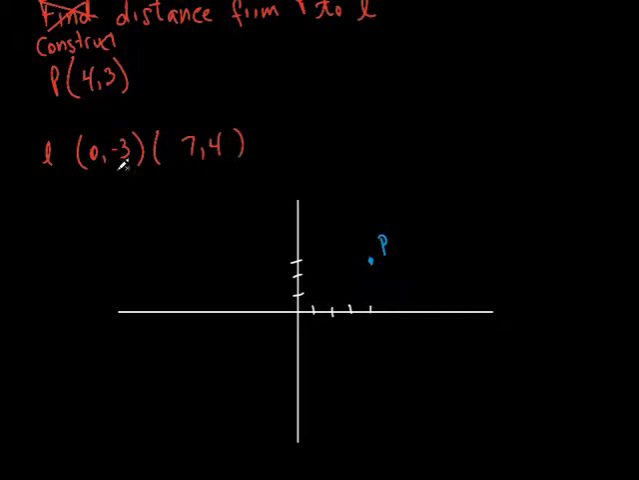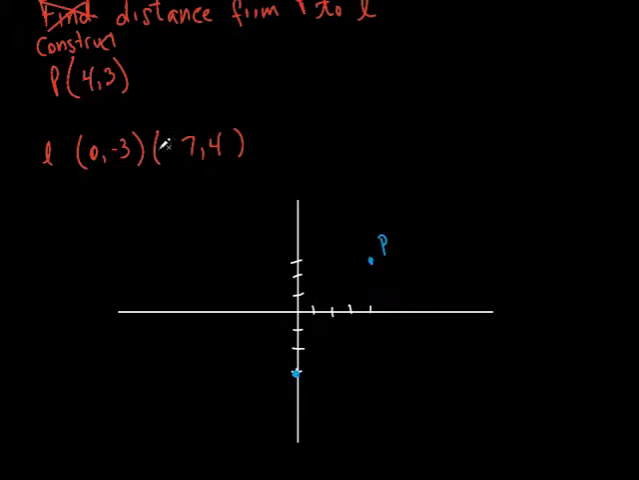Now what we're going to do is plot the 2 points for line L. So let's plot those two. So 0, -3. So let's go back to white so I can put these little marks in here. 1, 2, 3. 0, -3 is about right there. Actually, I should have done that in blue. Let's put it back in blue.